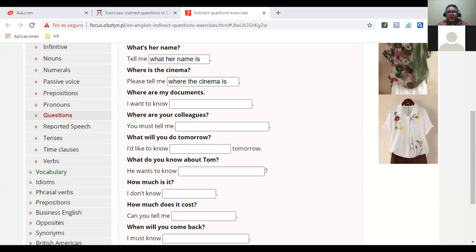Now remember, when you go to a job interview or you're speaking with a person you don't know that well and you want to make questions, this is perfect for those situations. So I want to make sure that everybody's on the same page here. Let's do number 3. Where are my documents? I want to know where. My documents are. Okay, where my documents are. Good, very good. What about the next one? Where are your colleagues?